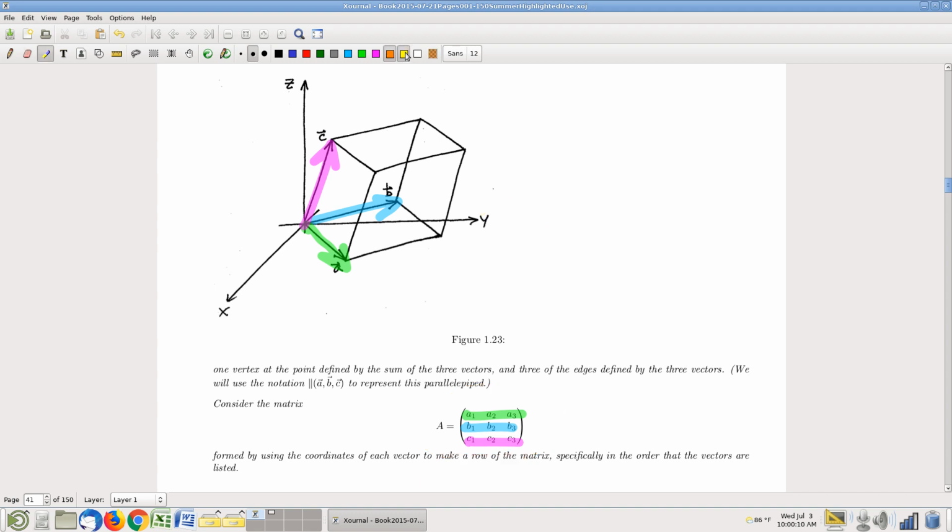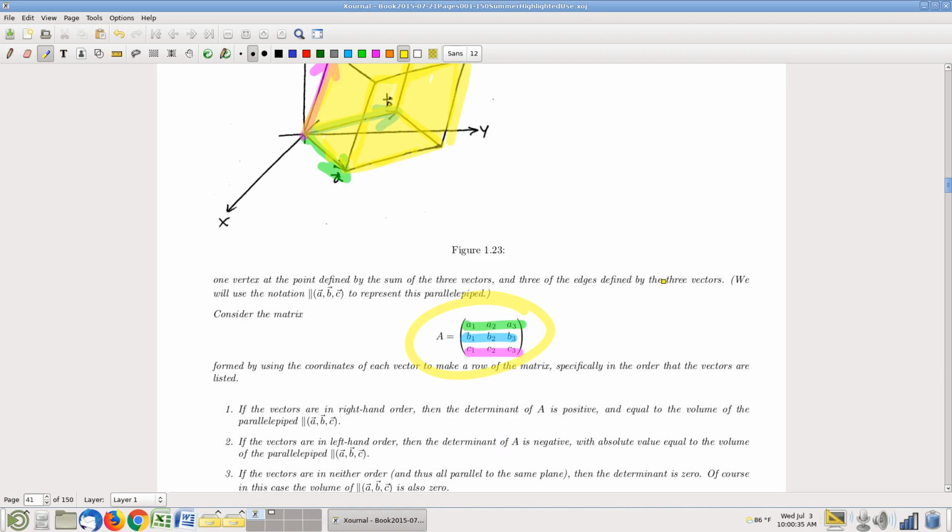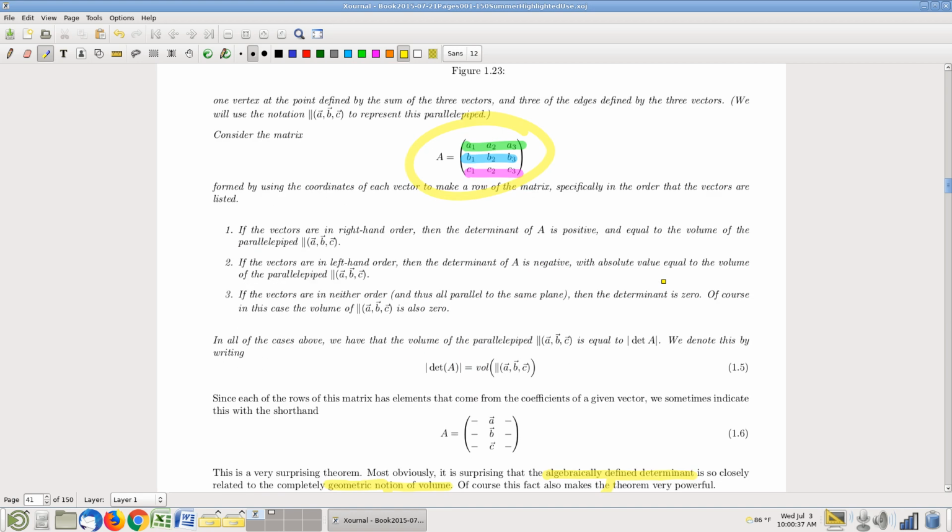And the volume of that parallelepiped, that volume there, is equal to the absolute value of the determinant of that matrix. It's as close as you could possibly get to being the same, adapted appropriately given the three-dimensional context. Pretty much the exact same theorem.